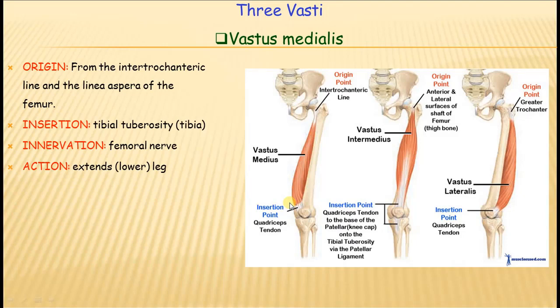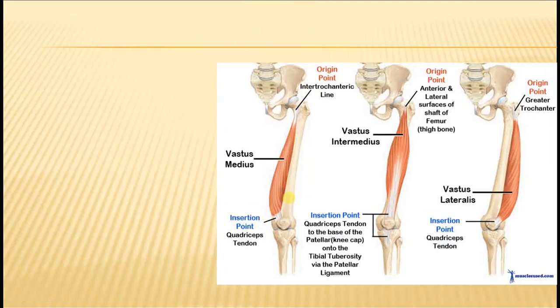The action of vastus medialis is that it is an extensor of the knee joint or the leg. Mainly the horizontal fibers you see at the lower part have a natural tendency to prevent the lateral displacement of the patella during extension of the knee. So thereby the stability of the patella is mainly taken care of by the vastus medialis muscle.